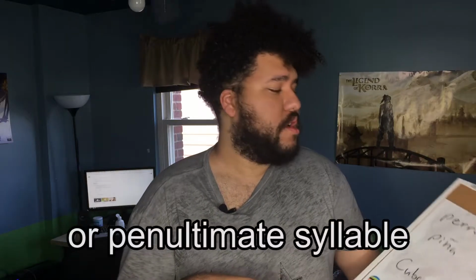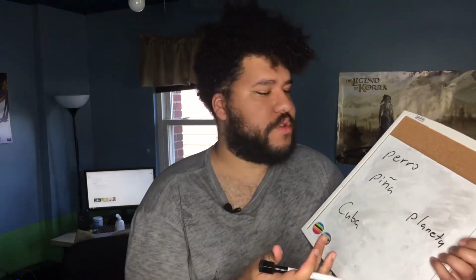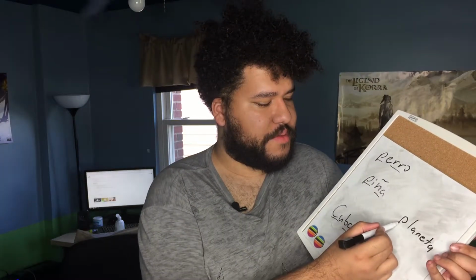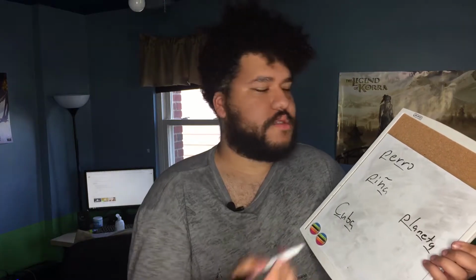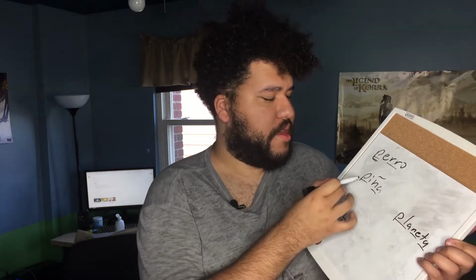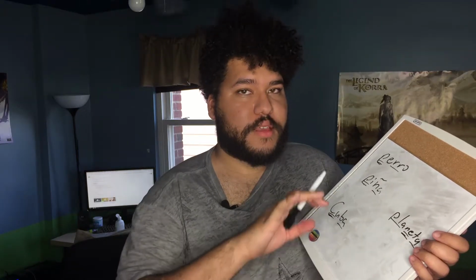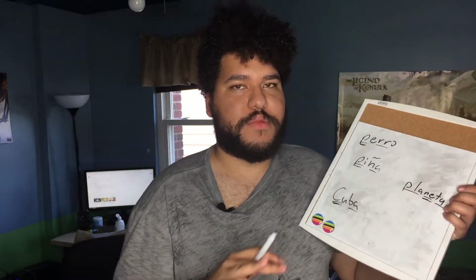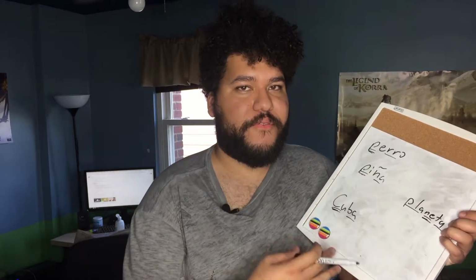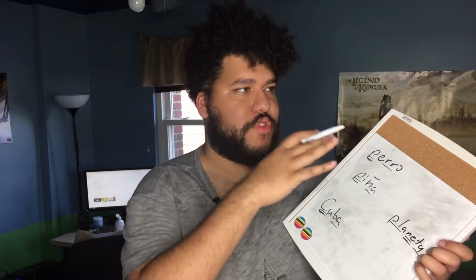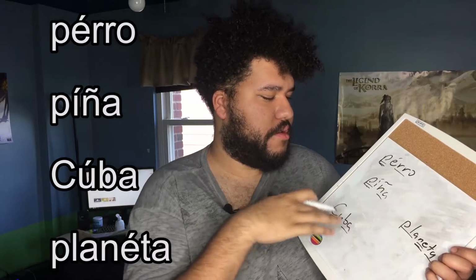The stress in the majority of Spanish words happens on the second to last syllable. So we have these four words here. These three have two syllables, while planeta has three. And so the second to last syllable, of course, is the pe in perro, the pi in piña, the cu in Cuba, and the ne in planeta. This is the flat rule that applies to most Spanish words. If it follows this rule, there is no accent to be shown.